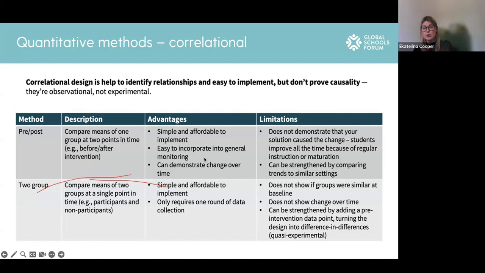Two-group design allows you to compare two groups, but through a single point of comparison, meaning that sometimes it may lack the baseline, and we don't know where our participants were before they started, or how they felt about the intervention and so on. So we also don't know what changed over time and where there was an increase or decrease due to our intervention.